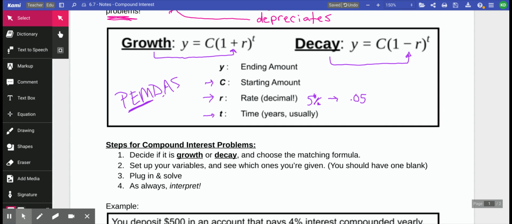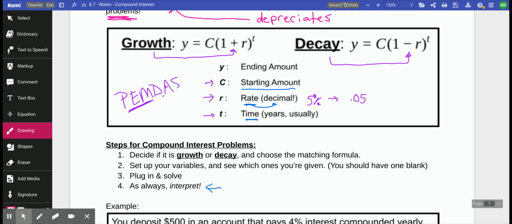So our steps here: first step is to decide if we have growth or decay. Growth, we would use our plus formula. Decay, we would use the one with the minus. And we choose that formula. And then we're going to set up our variables. This is going to be by reading the word problem and figuring out which pieces of information they give us. So we're going to be looking for a starting amount, some sort of rate that we can convert to a decimal, and some amount of time. Once we have those things, we plug in and solve, and then we're going to interpret.